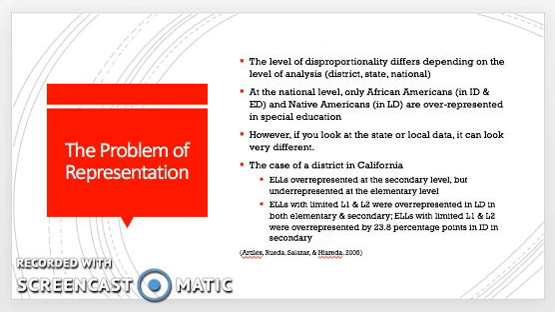So I'm going to look at the case of a district in California. In this specific district, English language learners were overrepresented at the secondary level, but they were actually underrepresented at the elementary level. So in this district, English language learners with limited L1 and L2, so limited abilities in their native language and English, were overrepresented in learning disabilities in both elementary and secondary levels. In addition, these students were also overrepresented by 23.8 percentage points in intellectual disabilities at the secondary level.